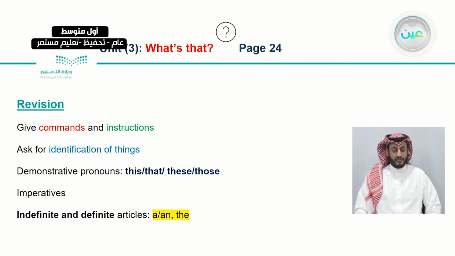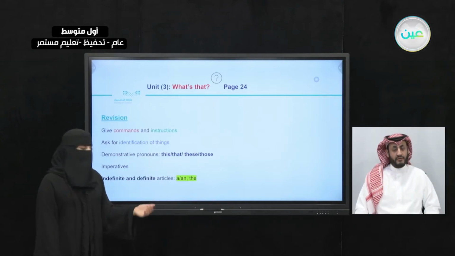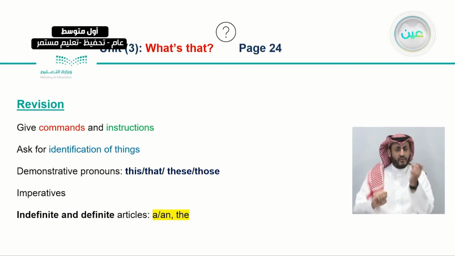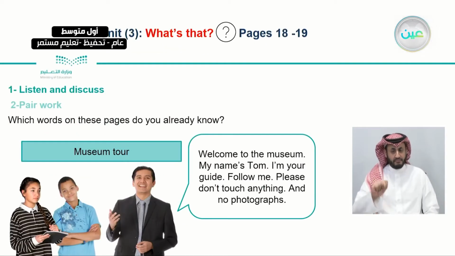Also, we learned how to ask for identification of things and demonstrative pronouns such as this and that, these and those. Imperatives and indefinite and definite articles, a, an, and the. Let's start. At the very beginning of the unit, we learned, listen, and discuss.